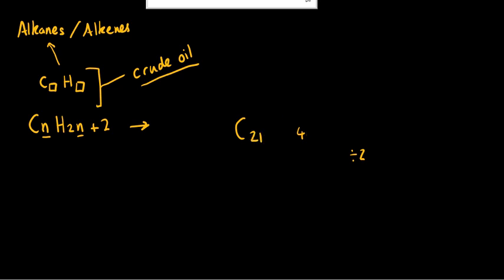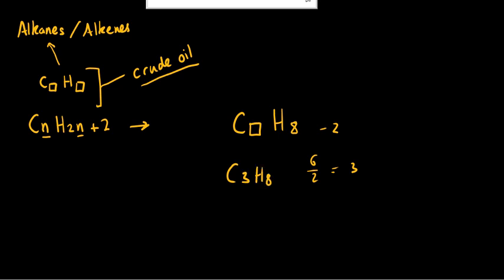Okay, so have a go at pausing the video and trying this one. If I had C unknown H8, could you please work out how many carbons I'd have? Okay, so hopefully you've done that. In this case, I would minus 2, which is going to be 6, divided by 2, which is going to give me 3. So I would have had 3 carbons, 8 hydrogens.